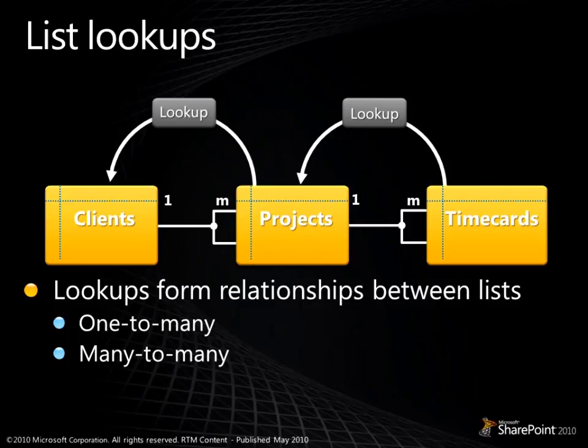List lookups are used to create relationships between the lists. In this example, we have a lookup associated from the client's list to the project's list, and from the project's list to a time card list. This is quite similar to creating relationships using a foreign key in traditional relational databases. Relationships are usually one-to-many typed, like in the slide. But you can also have many-to-many relationships if you associate your lookups from one list to another, and vice versa.